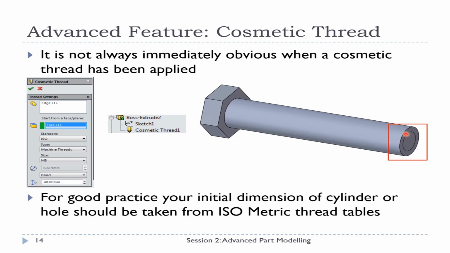So whether it's a thread up to a certain length, or if it's going all the way to the end. So you can define that from this drop down here. For good practice, you initially dimension your cylinder or hole if you are using a female thread, taken from ISO metric thread tables.